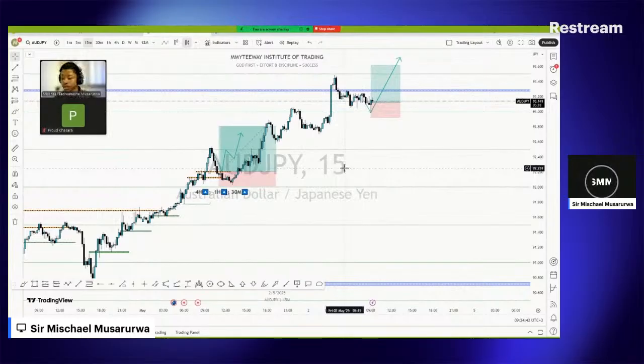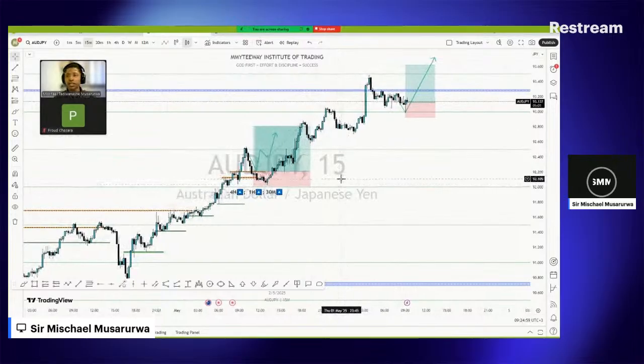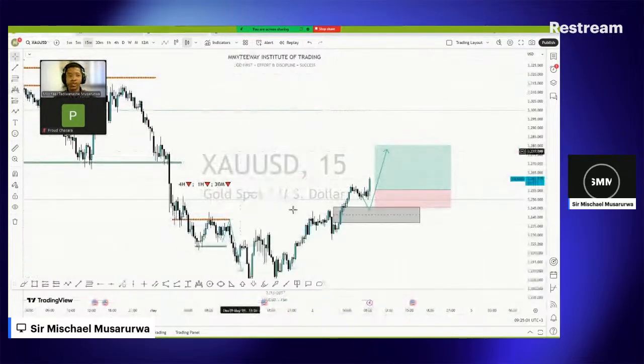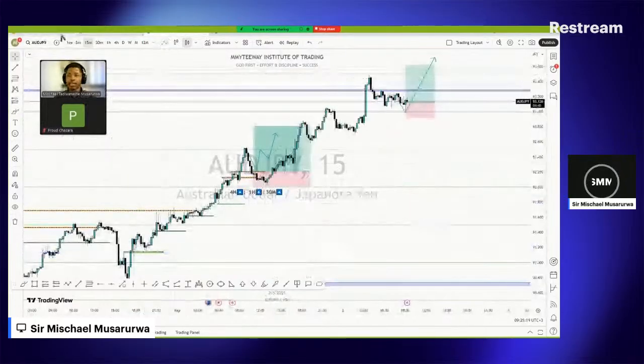So right now we have three signals going live. Before I show you the breakdown of yesterday's trades, we have three currently running signals. The first one that we took was on gold, the second one was GBP USD, and the third one is AUD.